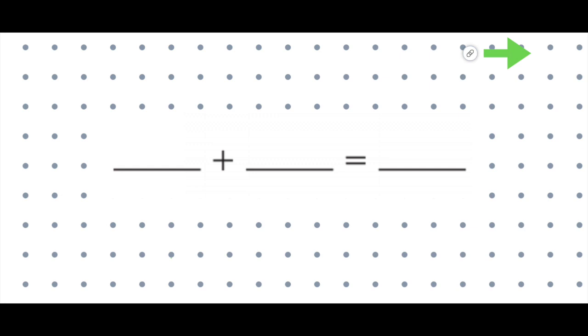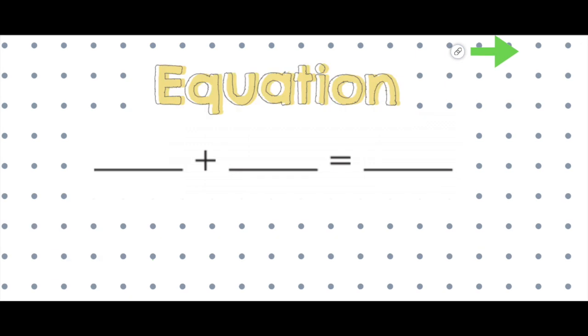This is how we set up equations. An equation is a mathematical expression that we can prove is true. There are two sides to every equation, on either side of the equal sign.